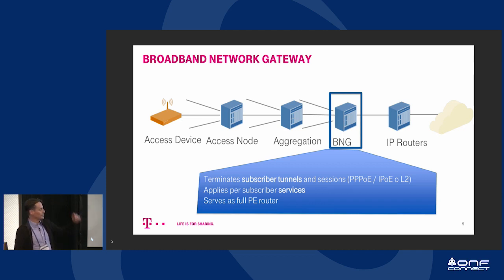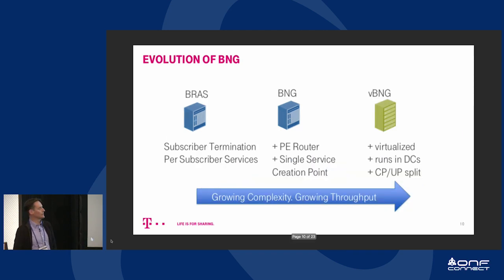So, okay, it applies subscriber services, and it acts as a full PE router, so the whole IP routing stacks are in there. The history of that, this is a bit the history also of my professional life. You start with a BRAS. Back then you had ATM access. Then we had Metro Ethernet, and then the BNG term was coined by the Broadband Forum, and usually there's no access or aggregation network between the access node and the BNG. You directly plug them in, and the BNG has become a single service creation point, a single point of failure also. This is an important thing I want to address.